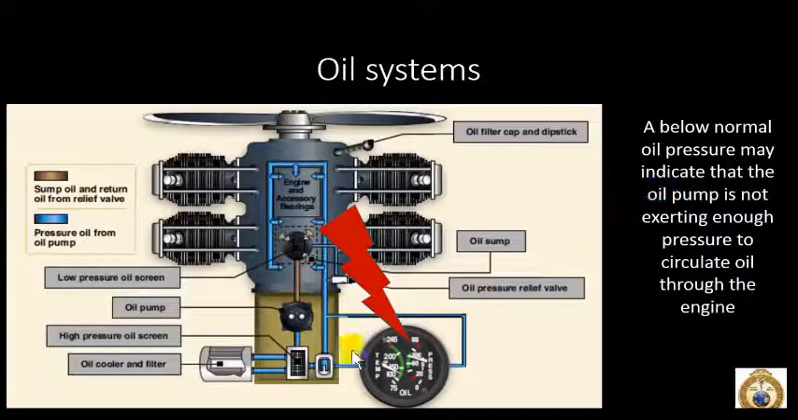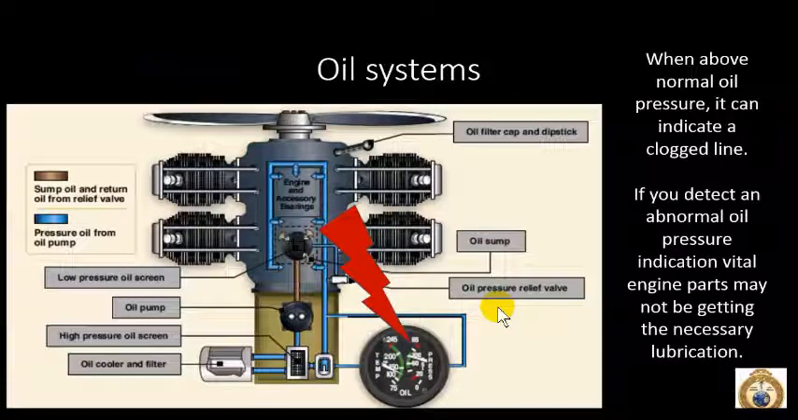If you get a below-normal oil pressure, that means the oil's maybe not pumping through the system. That's a problem, because it means the oil's not circulating through the engine properly to keep everything nice and cool like it should be. When it's above normal pressure, you could have a clogged line somewhere. So you don't want your pressure in that red, and you don't want it below. You want it right in the green. And that's why they make that the green area.